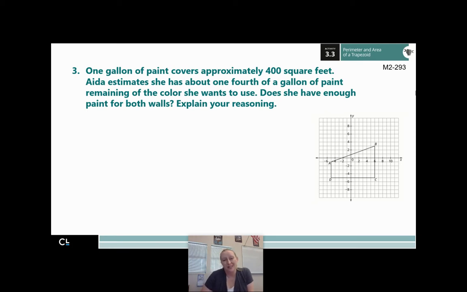So my question is, does she have enough paint for both walls? Do your work, work it out. See what you can tell me. And of course, hit pause to work that out. Hit play when you're ready to check your work.